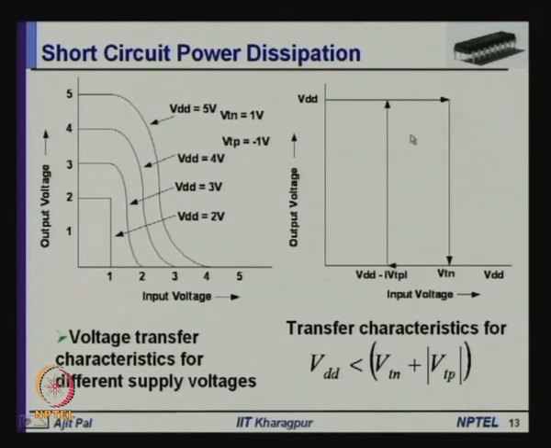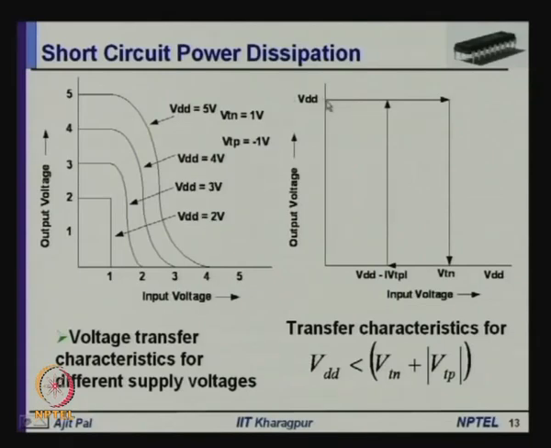So, we find that during this period none of the transistors are on, between VDD minus VTP and VTN. During this part of the curve none of the transistors are on, and you will get a kind of hysteresis. If you draw the transfer characteristics, you will get a hysteresis. So, the circuit will operate, but you will find that the delay will be very high.